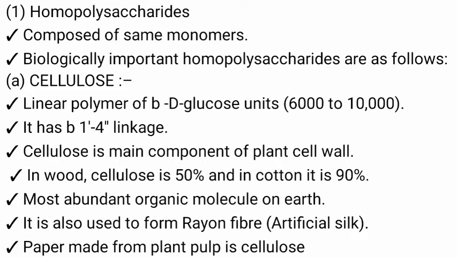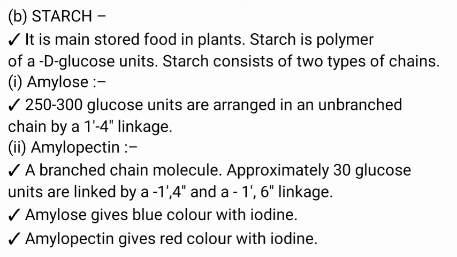In wood, the composition of cellulose is 50% and in cotton, the amount of cellulose is 90%. The most abundant organic molecule on this earth is cellulose. It is also used to form rayon fiber, which is also called artificial silk. Paper is also made from the plant pulp, which is cellulose. Second one, starch. It is the main stored food material in plants.